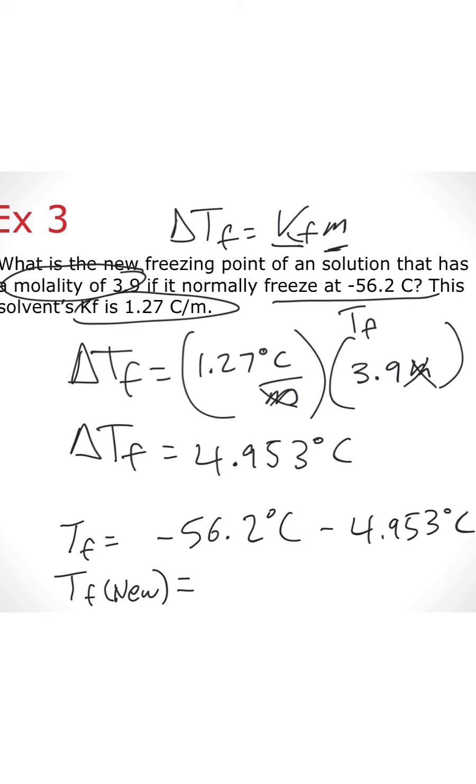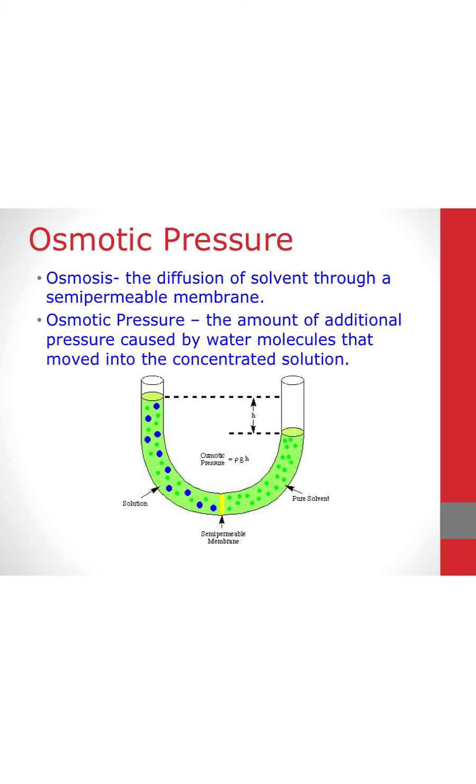So the new temperature of freezing, after we added this solute into it, is -56.2 minus 4.953, and my calculator tells me -61.153 degrees Celsius. Okay, so normally it freezes at -56, but by dissolving a salt or a mineral or an acid or a base or an oil or an alcohol in it, it makes it harder to freeze, and it drops down to -61 degrees. So freezing point depression is often used to make windshield washer fluid and antifreeze for cars and things like that.